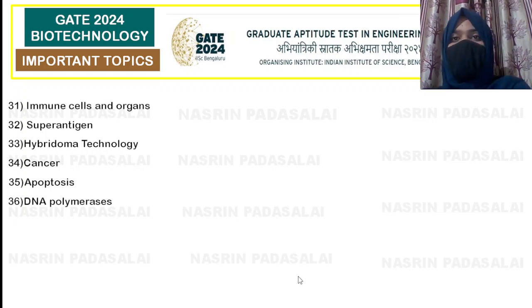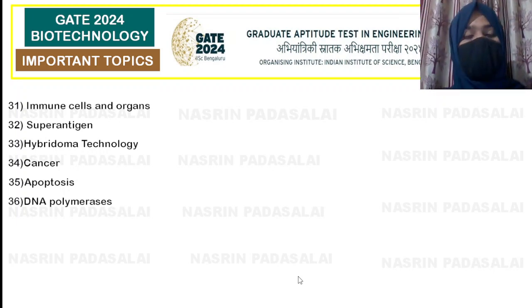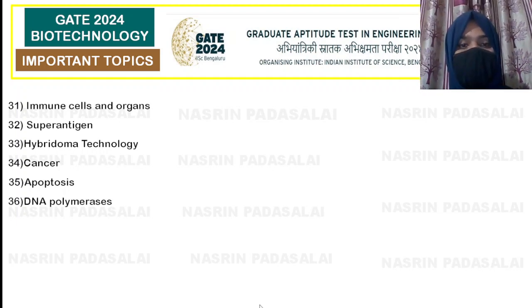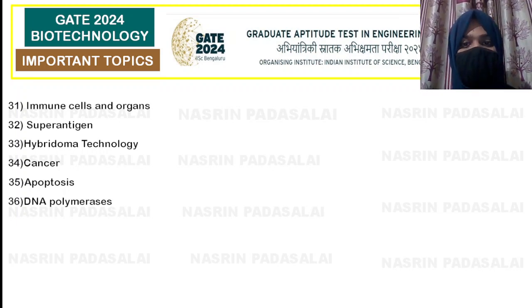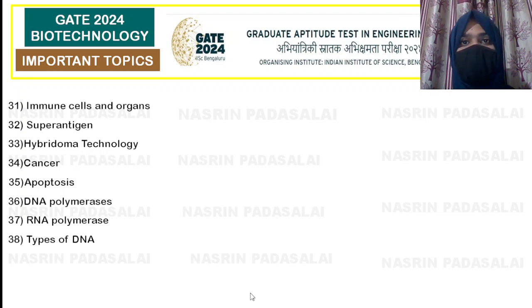Next is DNA polymerases, both in prokaryotes and eukaryotes, and their types. You need to know the abbreviations also, like DnaG, what is the role of DnaG, and so on. Next is RNA polymerase, which is also very important, so kindly study RNA polymerases also. Next is types of DNA: A form, B form, Z form of DNA, and types of RNA.